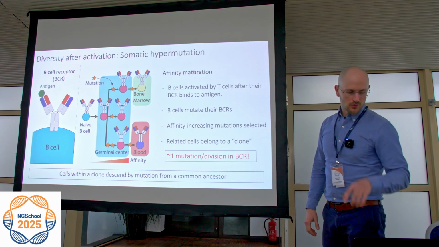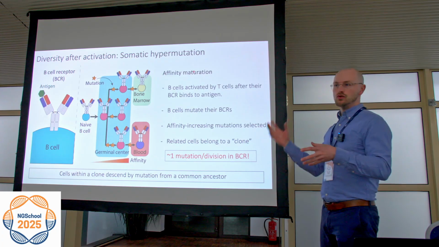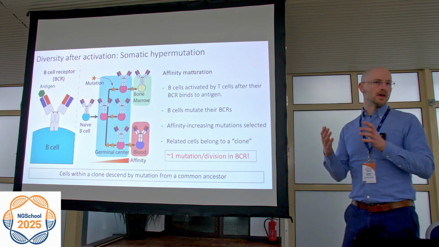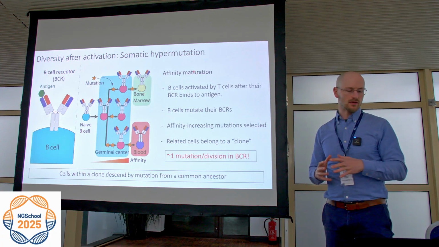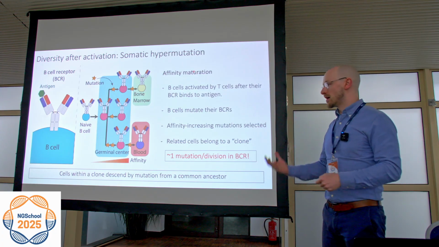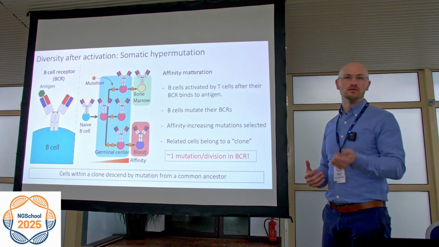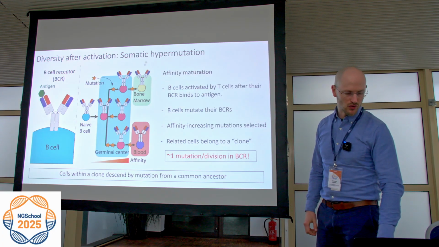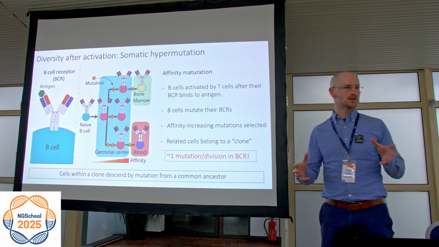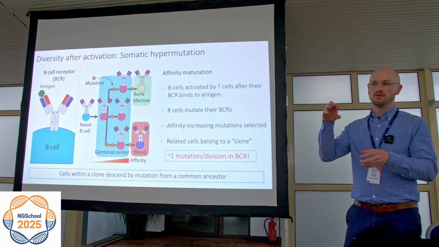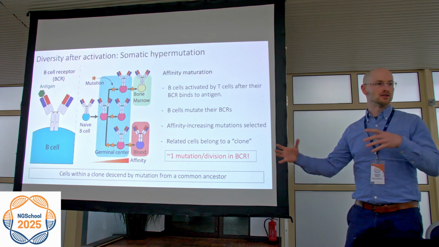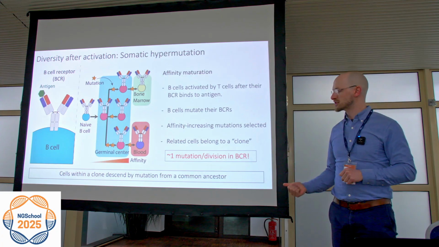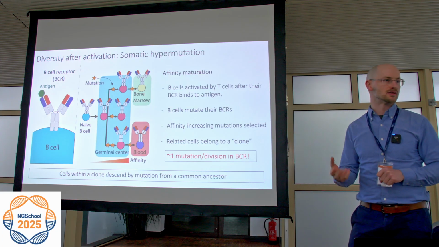The cells with mutations that improve their binding affinity survive and reproduce more than the cells with lower binding affinity. So this is an evolutionary process of mutation and Darwinian selection, which leads to greater diversity of BCRs and really fine-tuning of the B cell receptor to binding to whatever antigen is present. And this leads to a much higher affinity of the antibodies that are released.